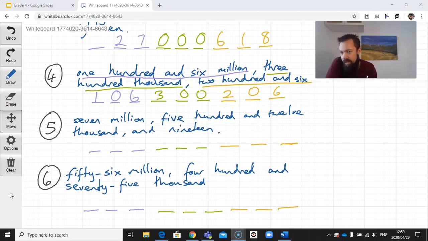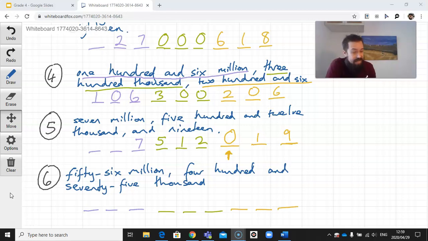Number 5, again, pause if you'd like to. 7 million is my 7. 512,000. 512 in the thousands family. 19 in my units family. And because I've got no hundreds, I'm going to put a 0 there, and there's my answer. That's why it's key to draw all your placeholders in before you start doing it. Otherwise, you might have missed that 0.